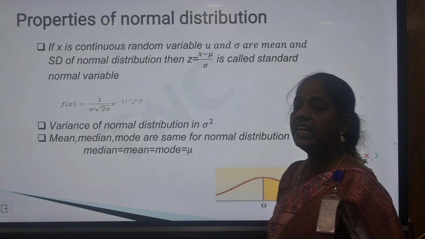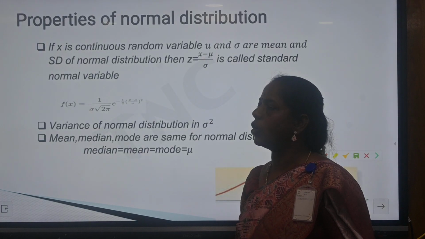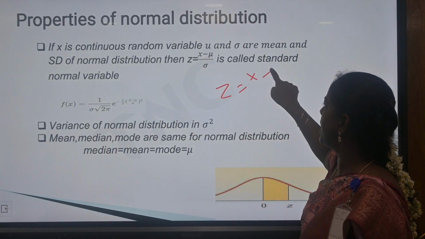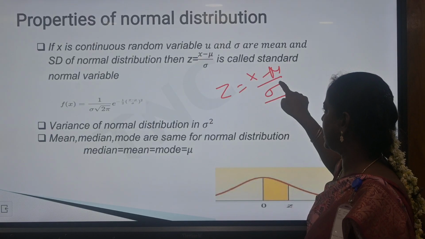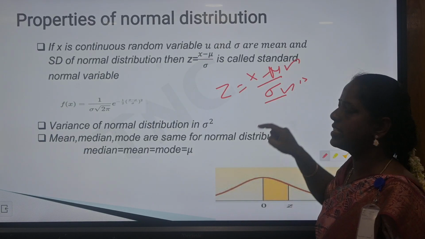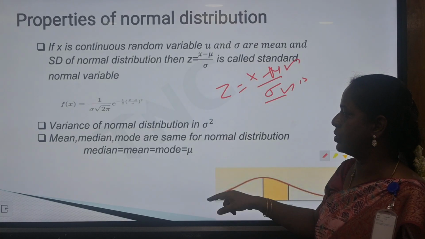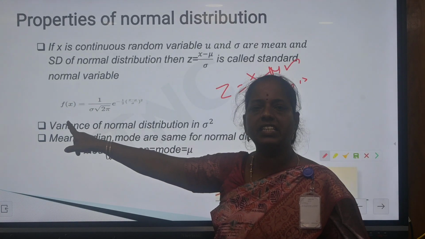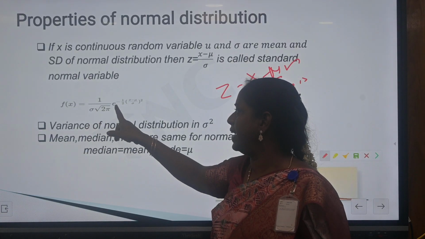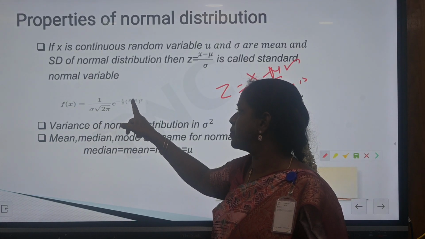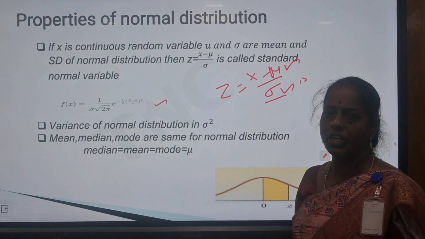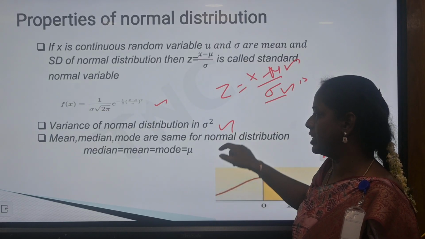The standard normal variable is defined as z equal to x minus mu divided by sigma. Here mu is the mean value and sigma is the standard deviation of this distribution, and the distribution function is defined as f of x equal to 1 by sigma root 2 pi e power minus 1 by 2 into x minus mu divided by sigma whole square. And the variance of the normal distribution is sigma square.